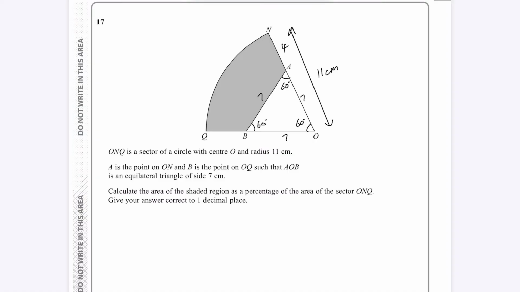And it's saying calculate the shaded region as a percentage of the area of the sector of ONQ. So in order to work out the shaded region, I need to calculate the full region. So if I write that down here, I need to find the area of ONQ, and I need to find out the area of AOB. Once I find out the area of these two, I can subtract them, and then I'll know what the area of the shaded region is.